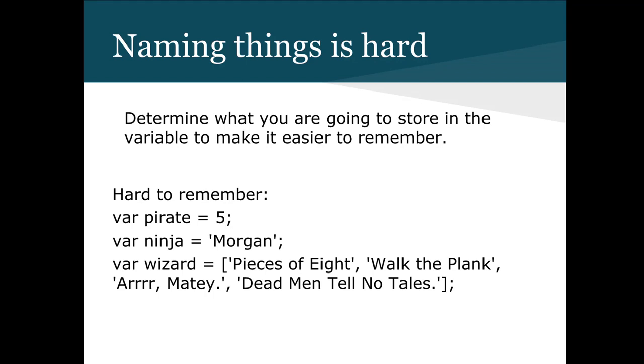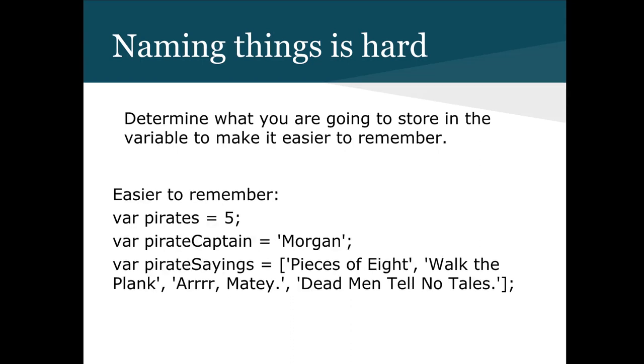Naming your variables and functions is sometimes thought of as difficult, and you'll see why as this class progresses in our various demos. But let's look at this example. pirate, ninja, and wizard are pretty cool variable names, but if pirate equals 5 and ninja equals Morgan and wizard equals an array of pirate sayings, we won't remember what those items are representative of when we have to use it elsewhere in our code. Something like this would make more sense: var pirates = 5, var pirateCaptain = Morgan, var pirateSayings = Pieces of 8, Walk the Plank, Arr Matey, and Dead Men Tell No Tales.